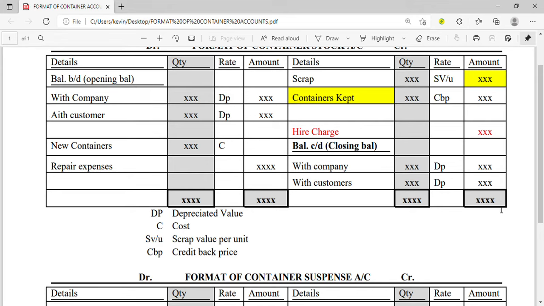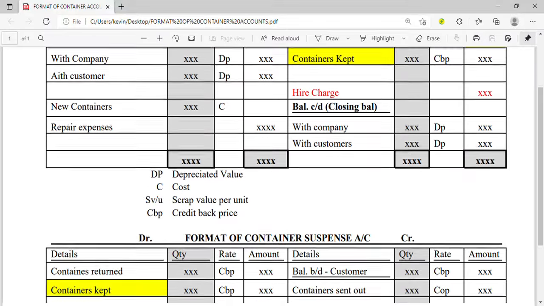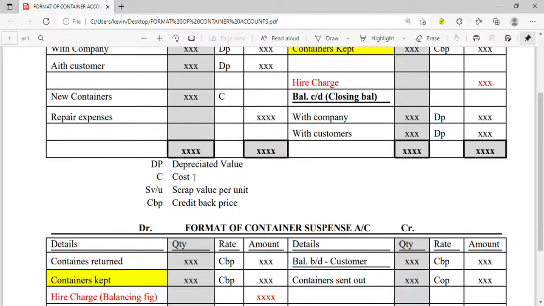Then after you get the total, if the credit side is greater than the debit side, if this column is greater than this column, then it will be a gross profit. But if the debit side is greater than the credit side, it will be a trading loss. So here they're telling us DP is for depreciable value, C is for cost price, SV is for salvage value per unit, and then CBP is the credit back price.